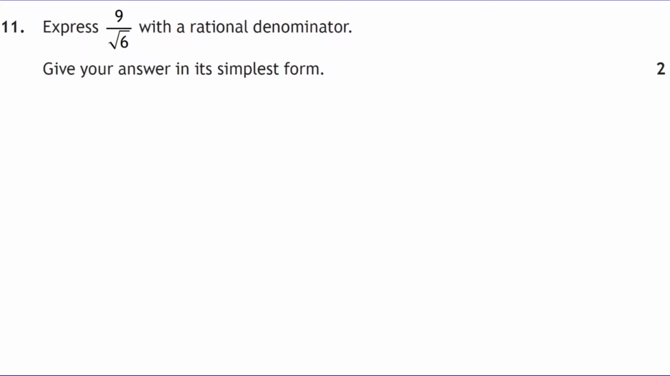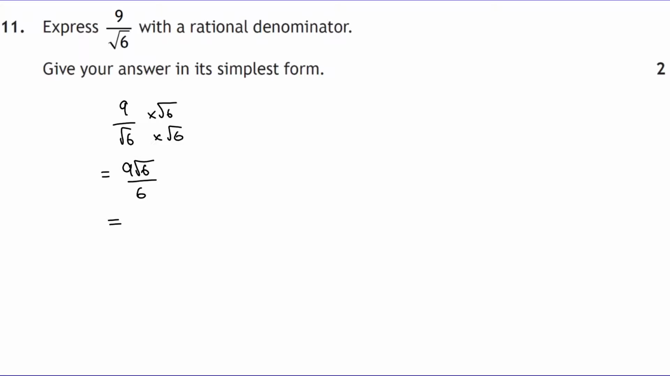Question 11, rationalize the denominator. We've got 9 over root 6. Okay, so we can't simplify that any more than it already is. So we're going to start off by multiplying by root 6 on top and bottom. That's how we rationalize. That gives us 9 root 6 over 6. And then we have to look at the fraction. The whole number part here, we've got 9 and 6, both multiples of 3.